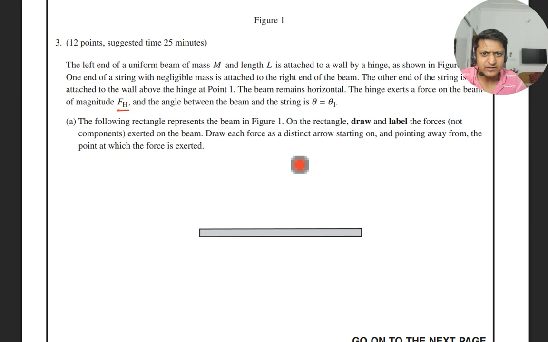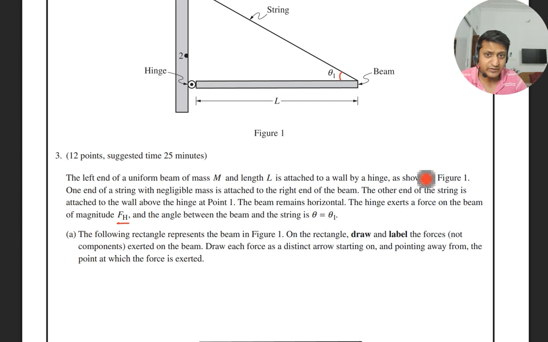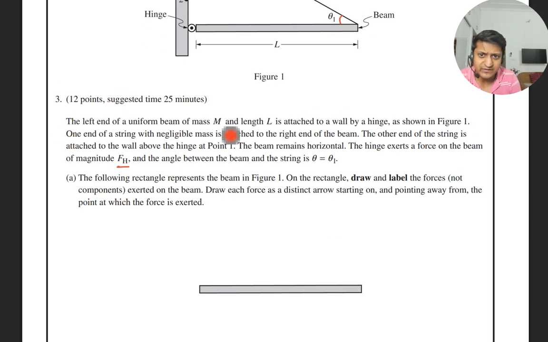On the rectangle, draw and label the forces, not the components, exerted on the beam. Draw each force as a distinct arrow starting on and pointing away from the point at which the force is exerted. So basically we have to draw the free body diagram. The mass is m, and m will be at the center of mass, which will be at the center. So you can say it is mg, or you can call it w also.